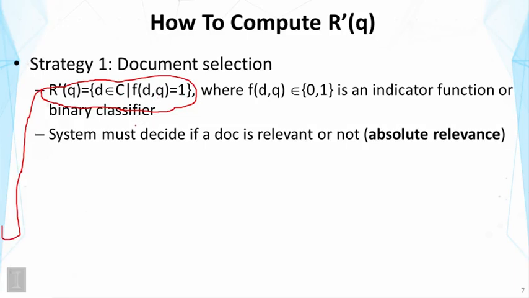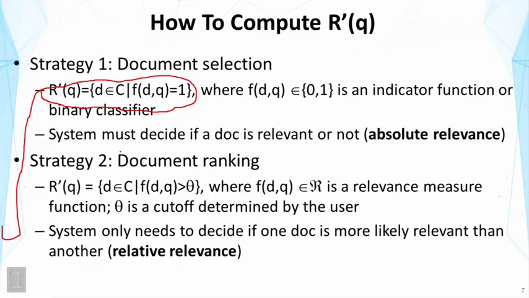Right, so in this case, you can see the system must decide if a document is relevant or not. Basically, it has to say whether it's 1 or 0. And this is called absolute relevance. Basically, it needs to know exactly whether it's going to be useful to the user.